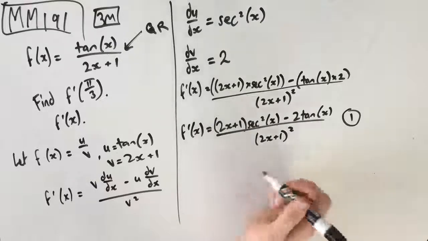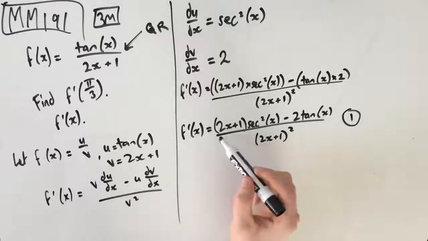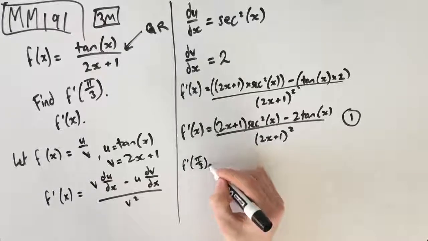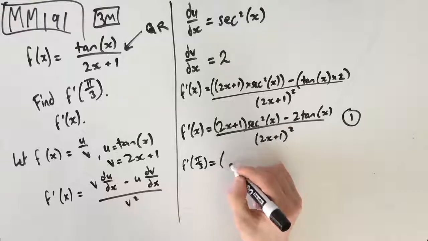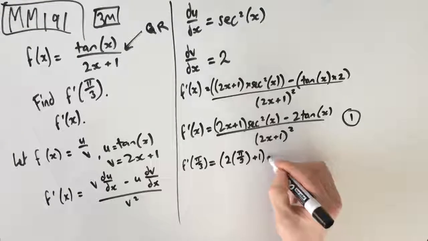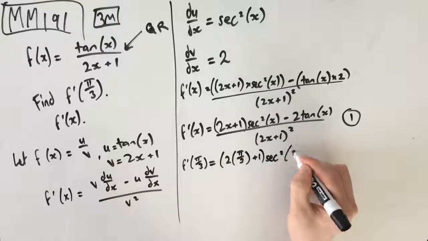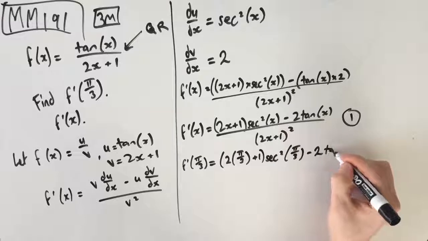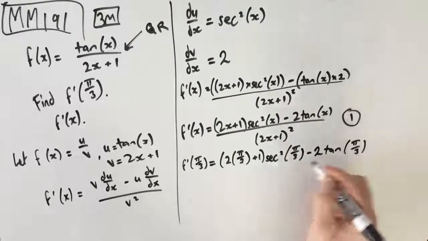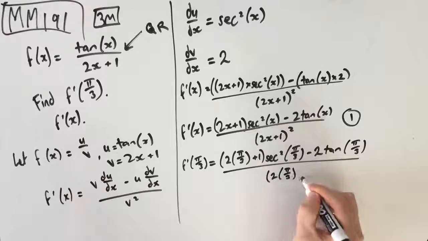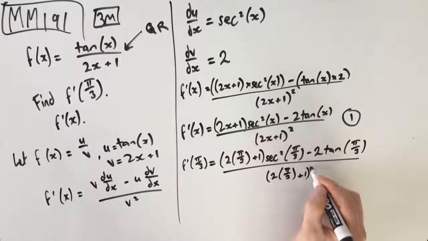So we know that f dash of x is equal to this, which means that f dash of pi on 3 is equal to all of this, but just with pi on 3 subbed in for x. So 2 times pi on 3 plus 1 times sec squared of pi on 3. It's going to get pretty messy, guys. 2 tan of pi on 3 all over 2 pi on 3 plus 1 squared.